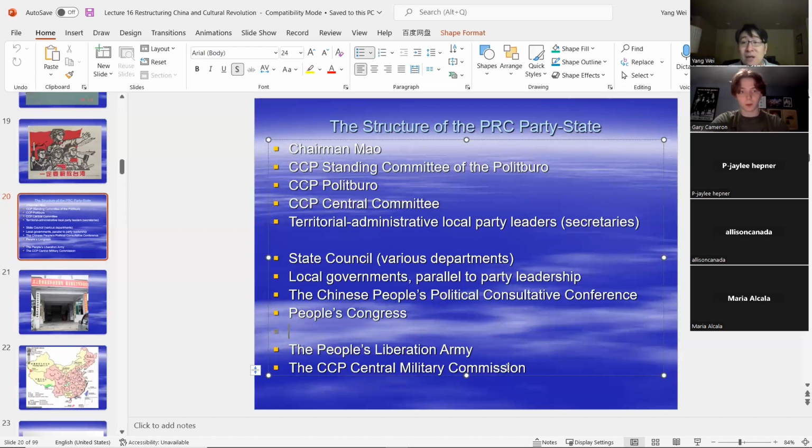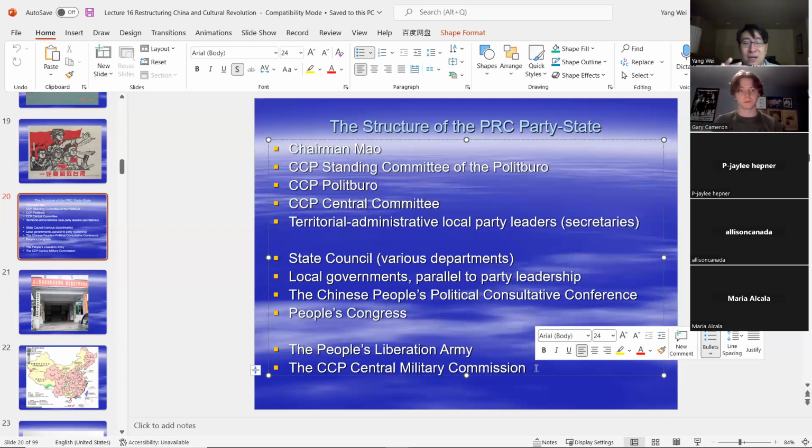Chinese people did not vote for the Communist Party to rule China, right? Mao won the civil war. Mao and his party won the civil war, and this is why they created a new government. So no election. Within the party, whoever controls the army, that means whoever is the chair of the military commission, is the boss.